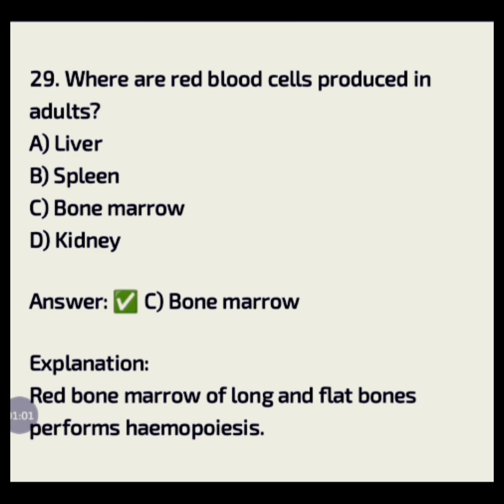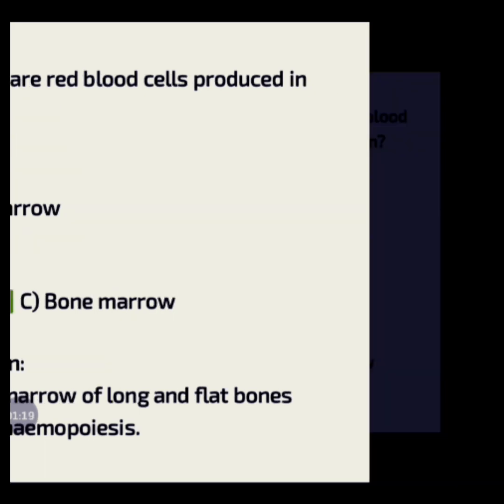Where are red blood cells produced in adults? Option A, liver; option B, spleen; option C, bone marrow; option D, kidney. The correct answer is option C, bone marrow. Red bone marrow of long and flat bones performs hemopoiesis.